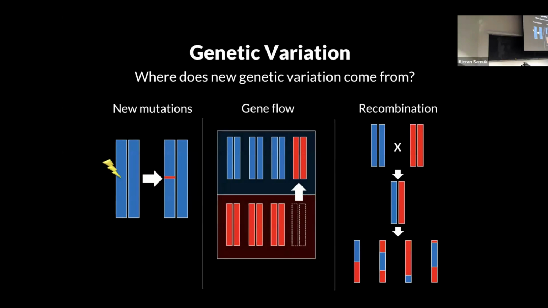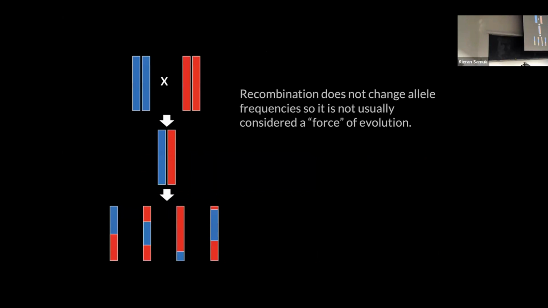Another source of genetic variation, not usually one we think of in the same way because it doesn't necessarily change allele frequencies, is recombination. So that is the mixing up of genomes within an individual to give rise to a mixture of gametes with variable haplotypes. So recombination does not change allele frequencies. So it's not really a force of evolution if we define evolution as a change in allele frequencies.